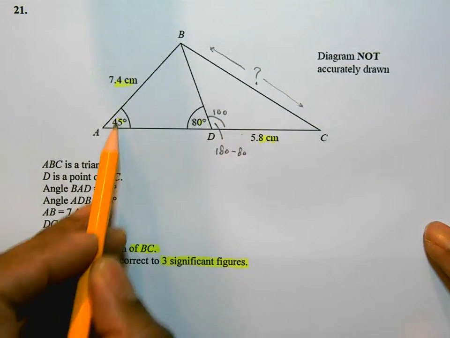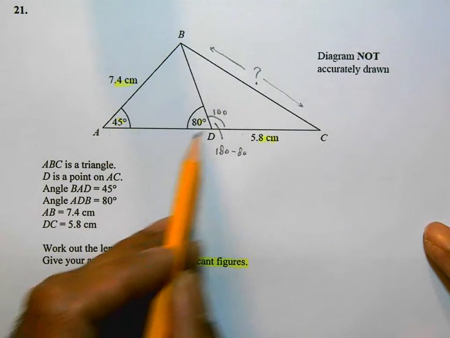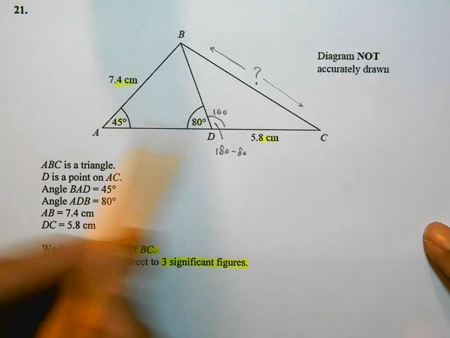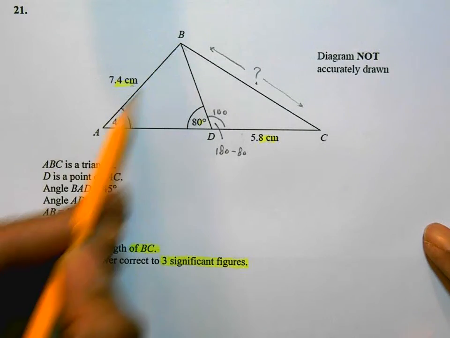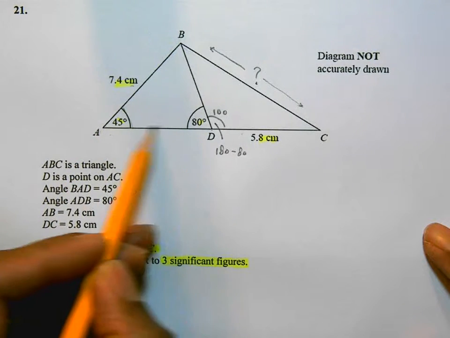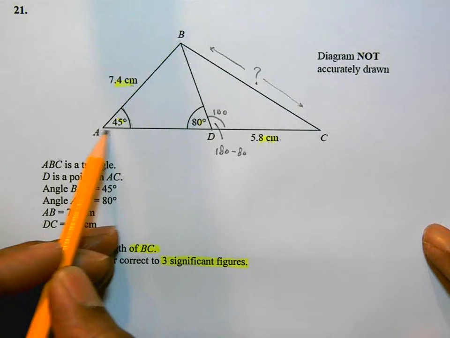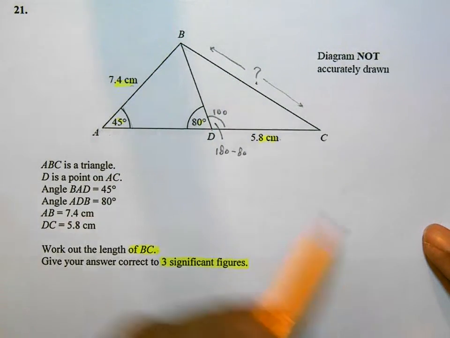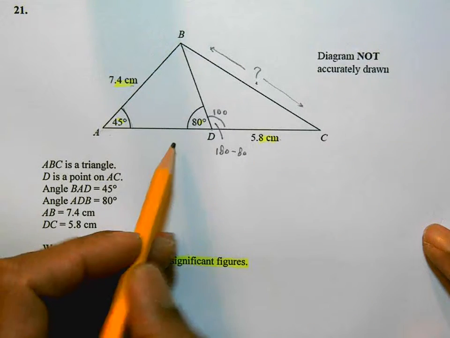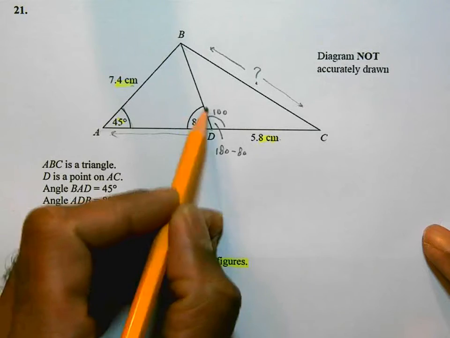Alternatively, I could look at the larger triangle. In the larger triangle, BC is opposite this angle. I know the length of this side. If I work out AD, I could work out the length of the whole side AC and use that with the cosine rule to work out BC. And that's what I think I'm going to use. So that means I need to work out the length of AD.